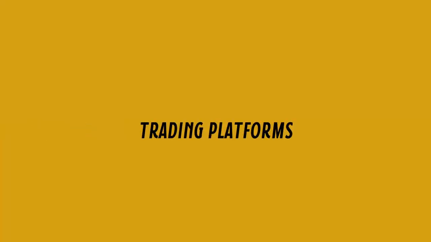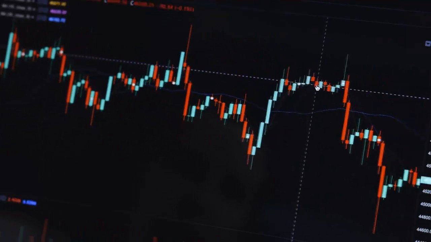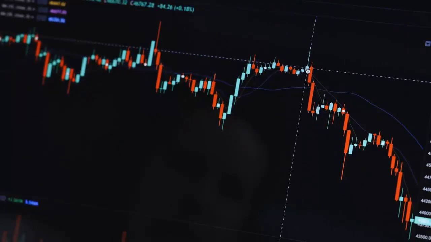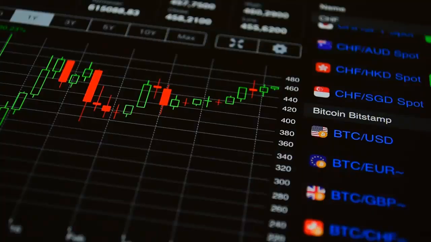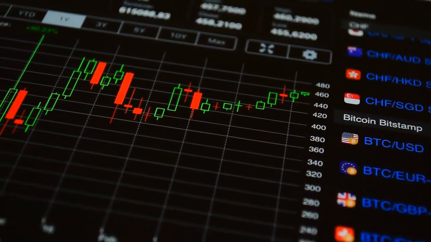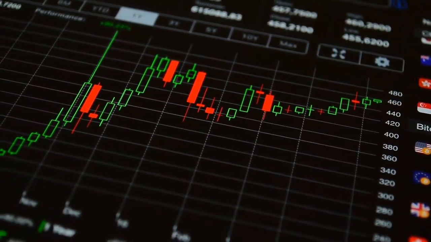Trading platforms. To engage in Forex trading, you need access to a trading platform. These platforms are provided by brokers and offer various features, including price charts, technical analysis tools, and order execution options. Choose a user-friendly and reputable trading platform to ensure a smooth trading experience.